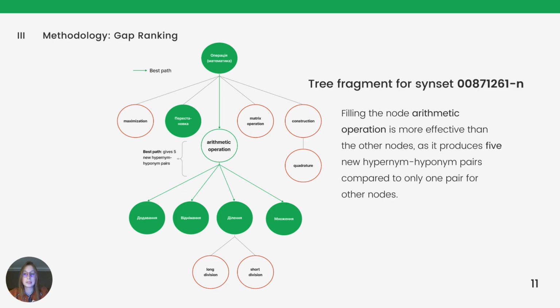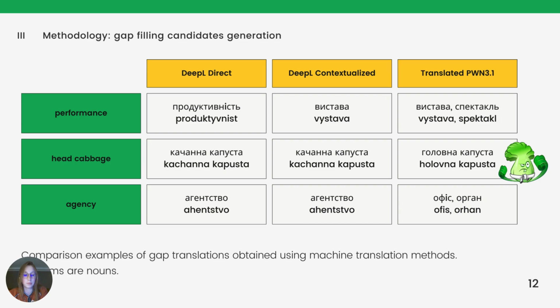To handle these gaps, we propose a simple gap ranking algorithm designed to identify the best nodes to fill. This algorithm targets nodes with the largest number of children without gaps in a given tree. For example, the tree on the slide shows that filling the gap arithmetic operation is more efficient than filling the construction node, as the former produces 5 new hypernym pairs, and the latter creates only one pair.